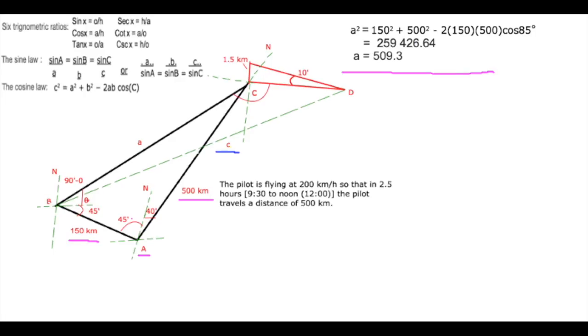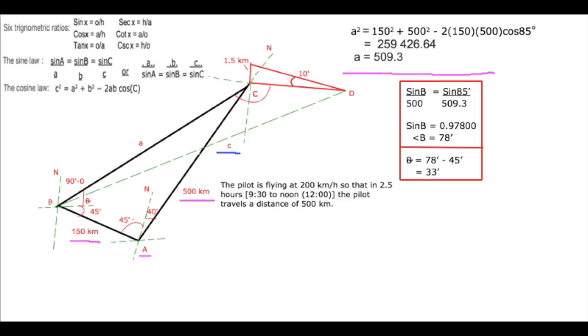Now using the cosine law, you would solve for A by plugging in the known information, which would give you the answer of 509.3 kilometers. Once you have used the sine law to find angle B, you would subtract 45 degrees from angle B to get the measure of theta. Therefore, theta is 33 degrees.